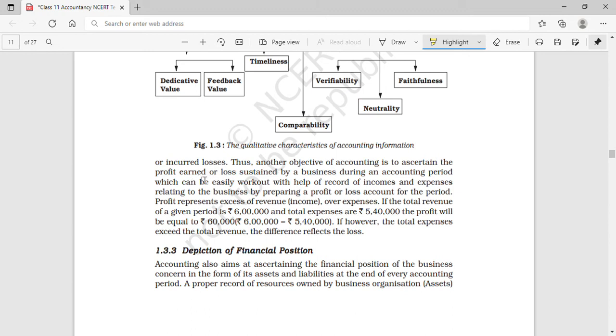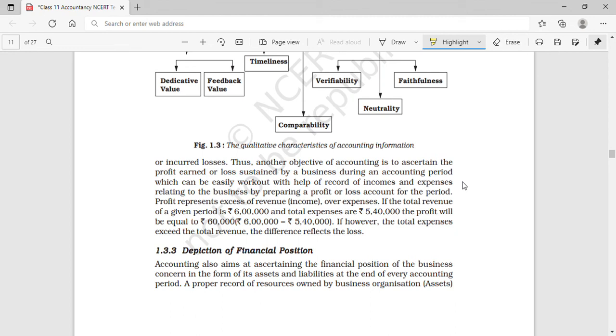Now, another objective of accounting is what? The profit earned or loss sustained by a business during an accounting period, which can be easily worked out with the help of income and expenses. Now, when I see my profit and loss account, I will get to know how much my income is over my expenses. Based on that, you will know the areas where I have to reduce my expenses. How can I make more profits? In what areas can I make profits? You have to check your business. You have to read the details of the data available.